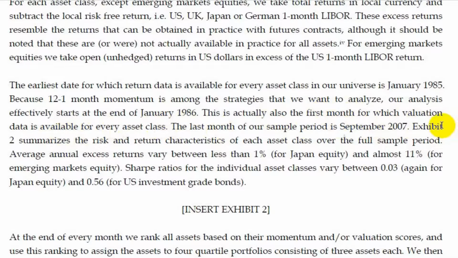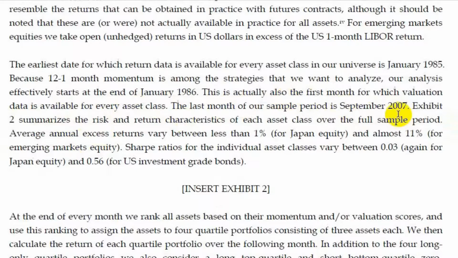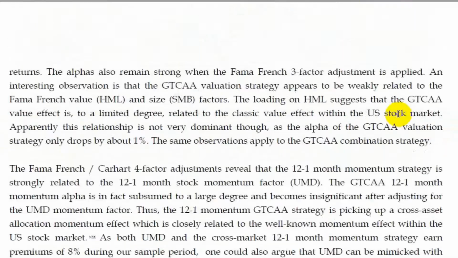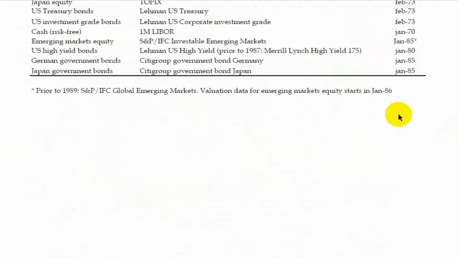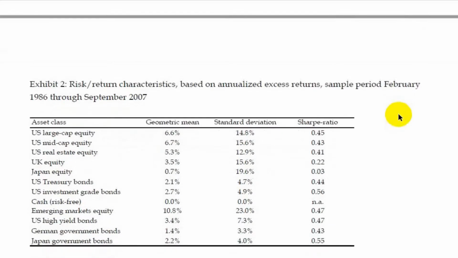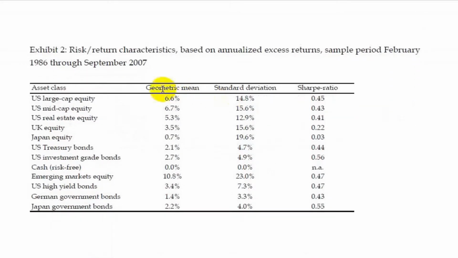And it looks like Exhibit 2 is going to summarize the risk and return characteristics of each asset class. So let's go down to Exhibit 2 and see how each of the asset classes performed. So we've got all the asset classes here. We also have the geometric mean return, and as we discussed, this will be the average annual return minus the 1-month LIBOR, so the excess returns here.